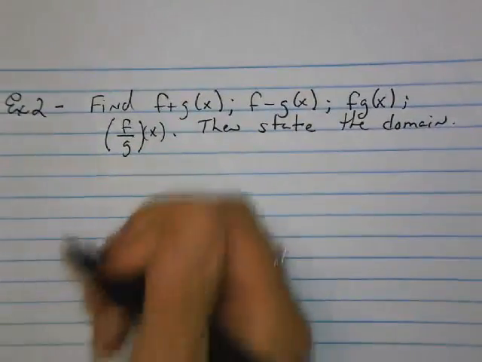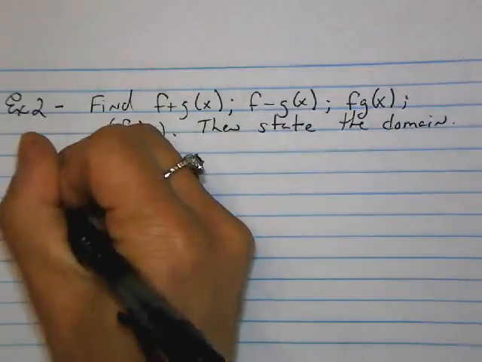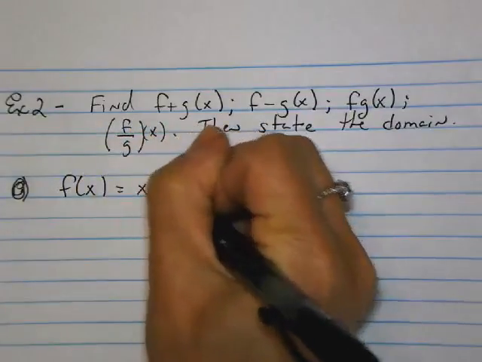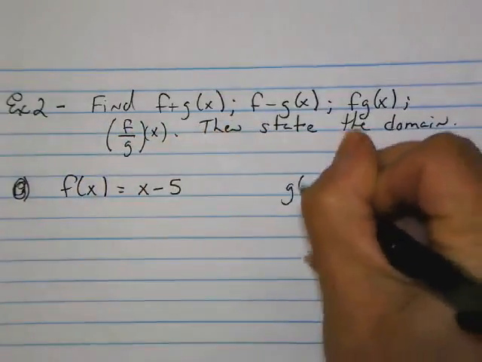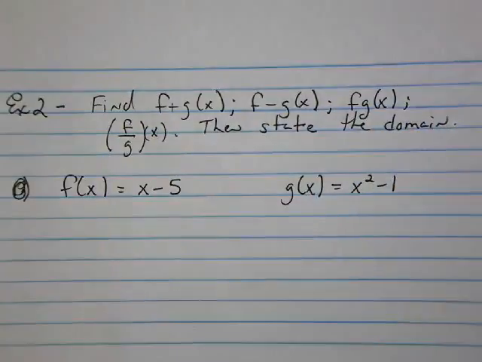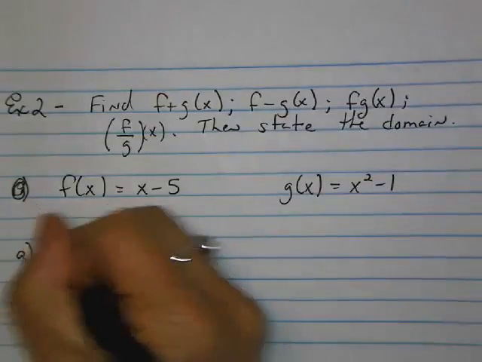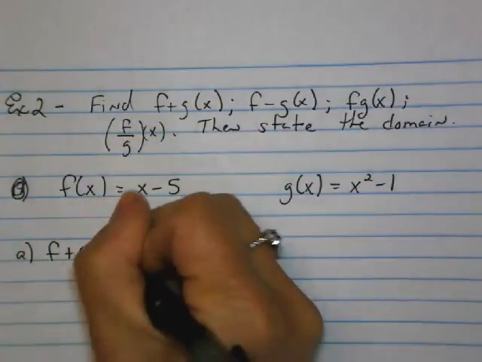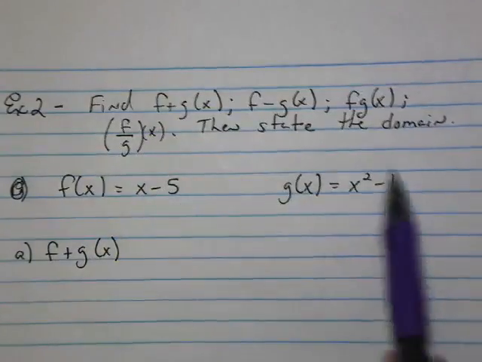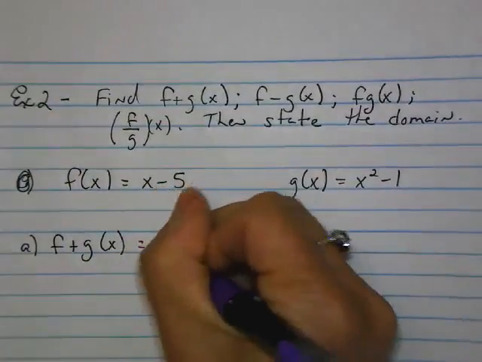Alright, let's say that f of x is equal to x minus 5, and g of x is equal to x squared minus 1. The first thing we're going to do is find f plus g of x, which simply means I'm going to add this function and this function together. I'm going to combine any like terms I have, and then I can give the domain.